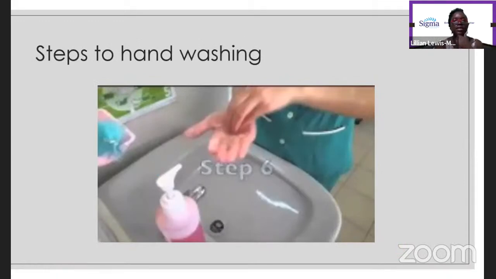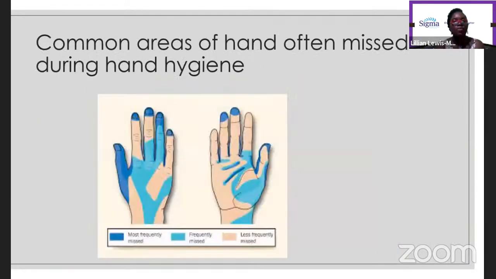So that was the steps in hand washing, and in terms of hand hygiene with alcohol gel, it's basically the same areas, with the exception that we would not have the soap and the water. Because like we said, we wanted to ensure that we were covering all of those most frequently missed areas.